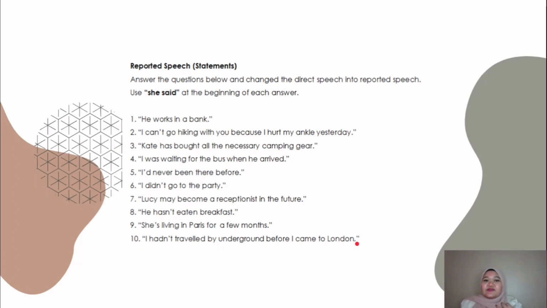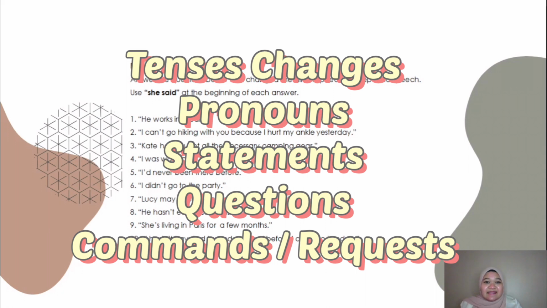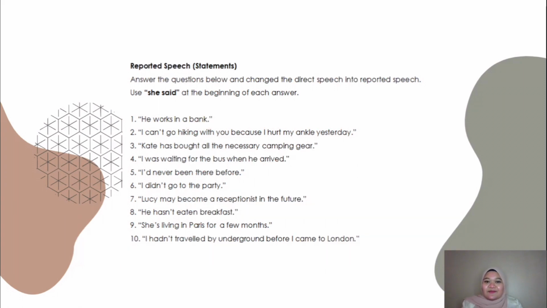Alright. So, class, I hope that all of you understand today's topic, which is reported speech. Remember, in reported speech, there are 5 types: tense changes, pronoun changes, statements, questions, and commands or requests. If you are not clear enough, you may replay this video.